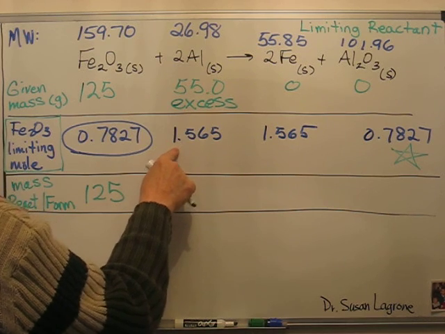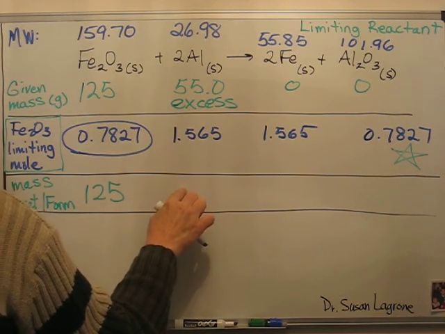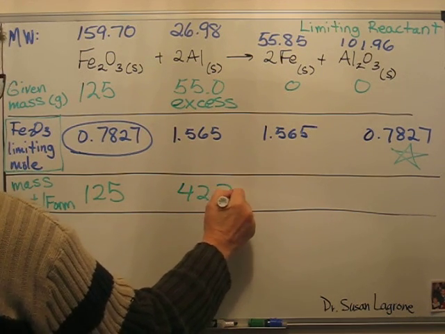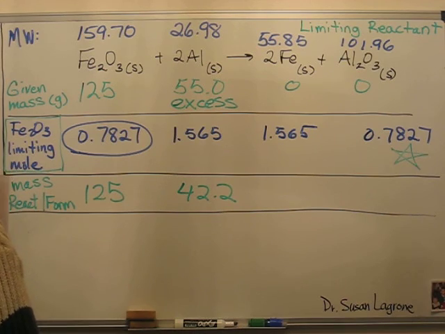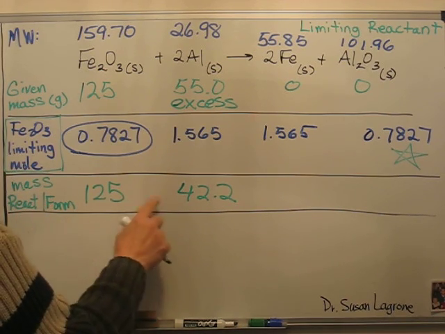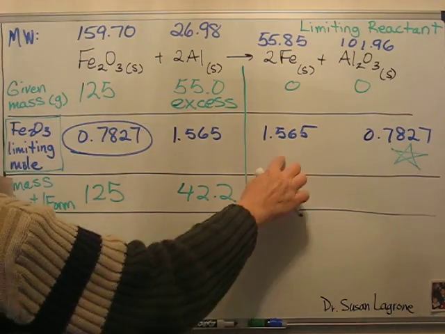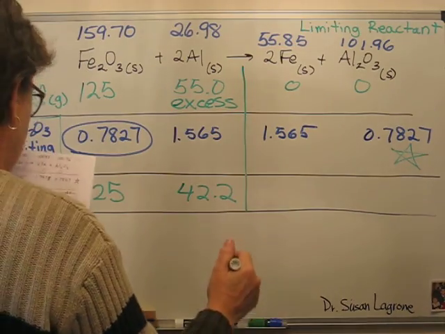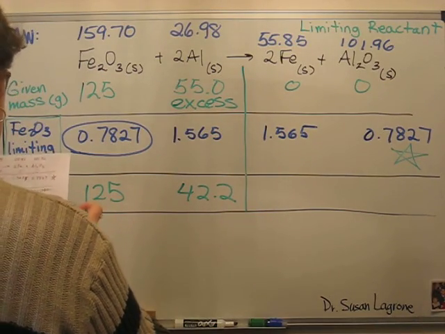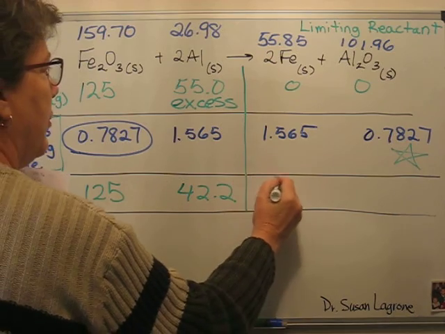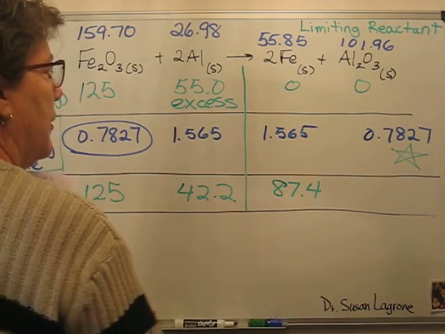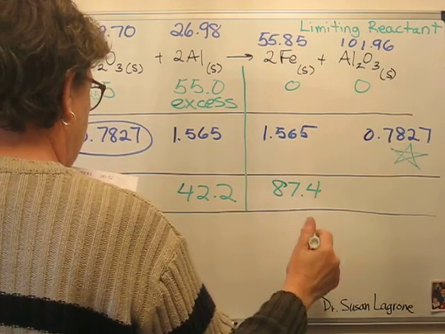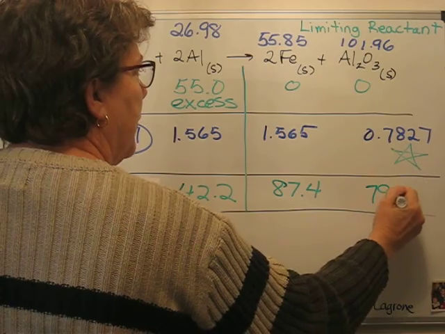I take moles times molar mass to get the grams of aluminum, and we get 42.2 grams of aluminum reacted. Remember, this is my react or form. Reactants react, products are formed. Take the mole amount of iron times its molar mass, and that gives me 87.4 grams. And for aluminum oxide, moles times its molar mass gives me 79.8.